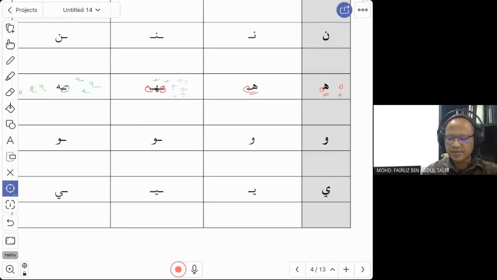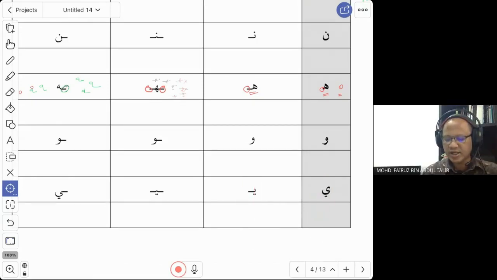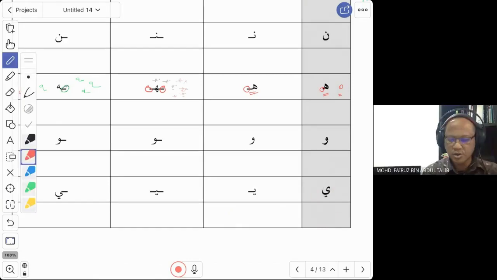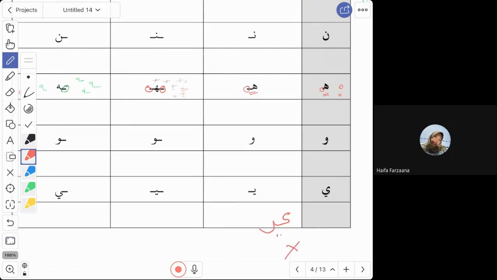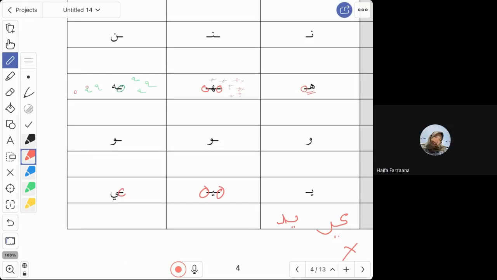Okay, look at ya. This is the individual ya. But when you link it to the next letter, look, the shape will change. So you no longer write this ya. For example, you want to link ya to ra. You do this. No, this is wrong. When you want to link the ya, just draw like a bar shape, but with two dots. So now this is a ya, and then you join it to whatever letter that you want. Ya and dal, for example, Yadun. This is the middle ya. It can be linked to both sides, and this is the final ya.